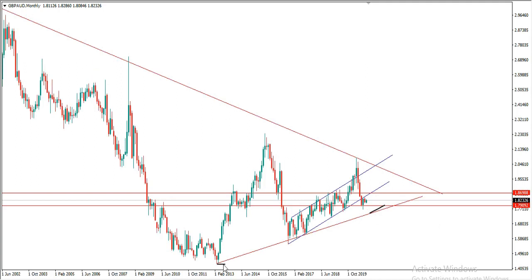You can see that we had the beginning here, we had various touches at this point. I can expect that price will retest that area again over the next couple of months. So let's see what we have from the weekly time frame.